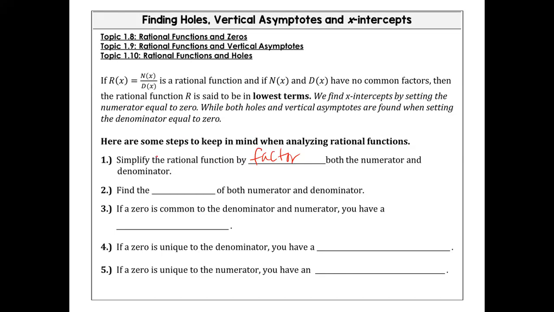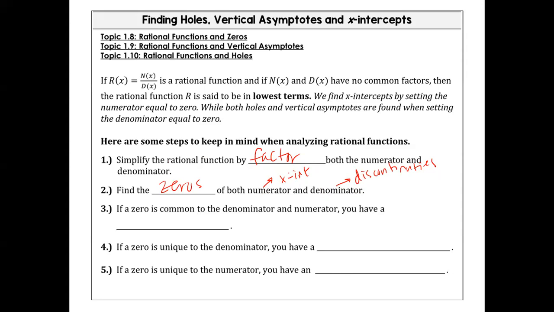Okay, first you're going to find the zeros of the numerator and the denominator. The zeros of the numerator, those are your x-intercepts. The zeros of the denominator, those are going to be your discontinuities. So that's going to be your asymptote or your hole. So the numerator tells you your x-intercept. The denominator tells you your discontinuities.